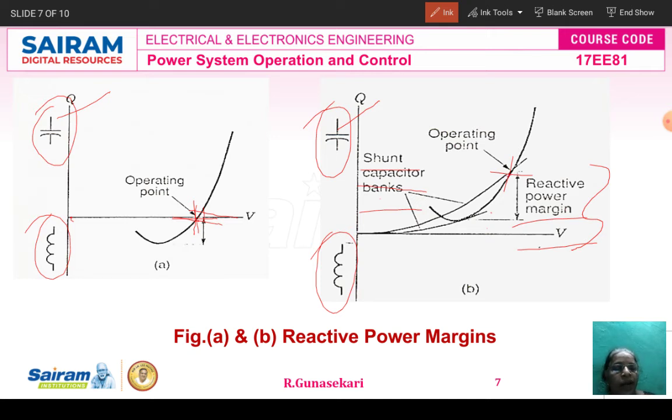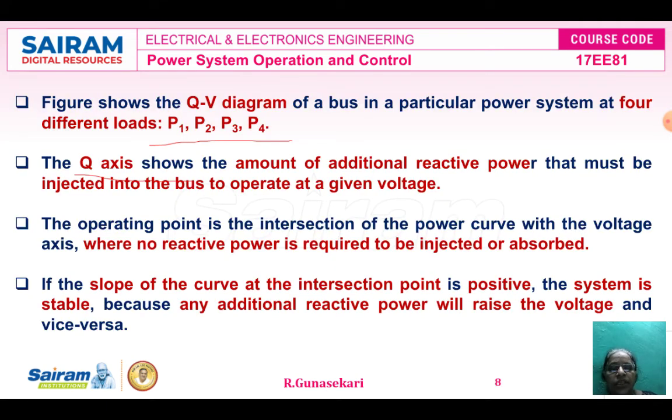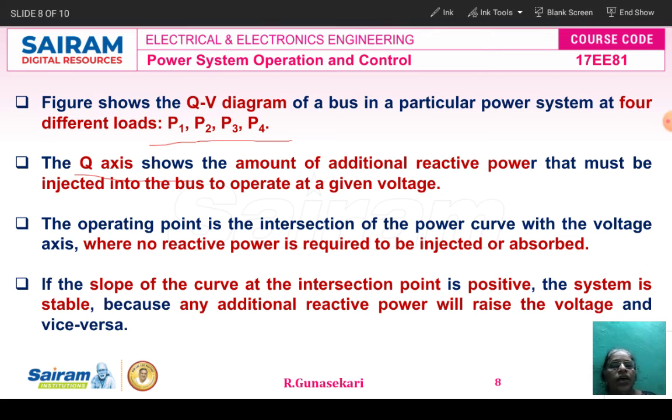Under this operating point, the voltage is positive, and at the same time the reactive power is also positive. That's why I am telling you, the slope of the curve at the intersection point is positive, which means the system is stable. Any additional reactive power will raise the voltage only.